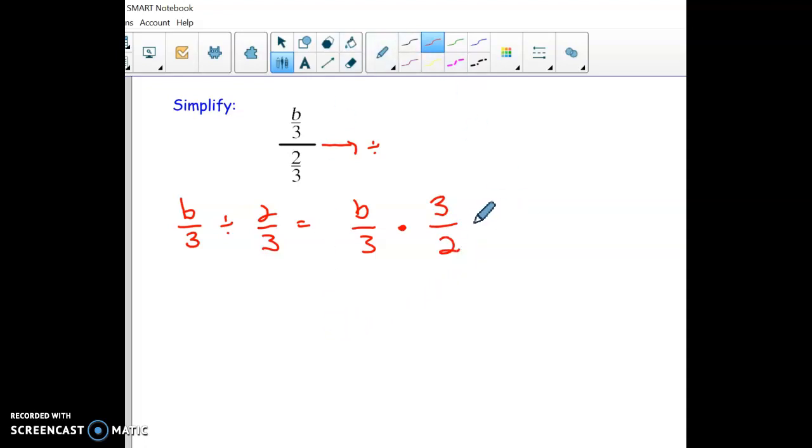And then generally speaking here, before I multiply, I like to just cancel. So I'm just going to cancel the 3's and make them 1 and 1. So now I multiply the numerators. B times 1 is just b, and 1 times 2 is just 2. And that's our cleaned up, simplified answer. Right, so that's kind of a basic level 1, and we're just going to build complexity from there.